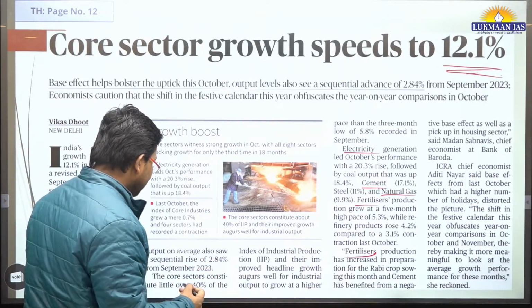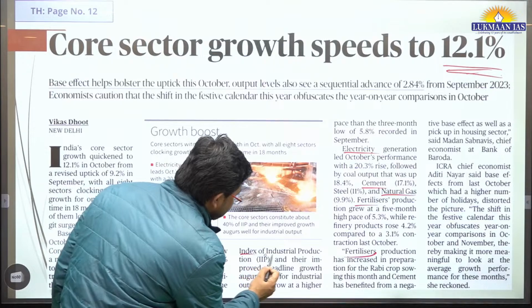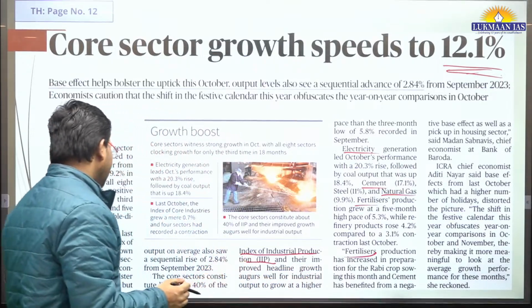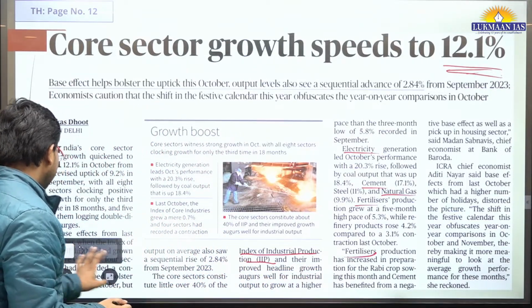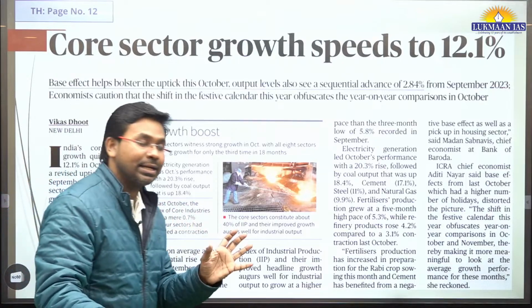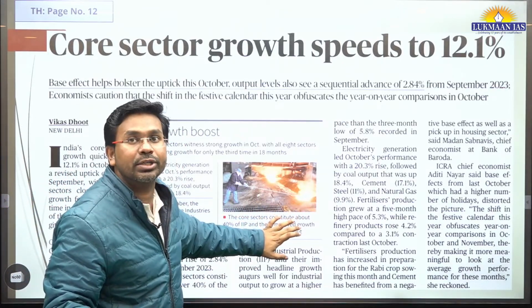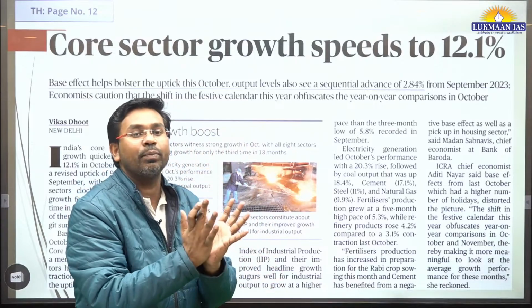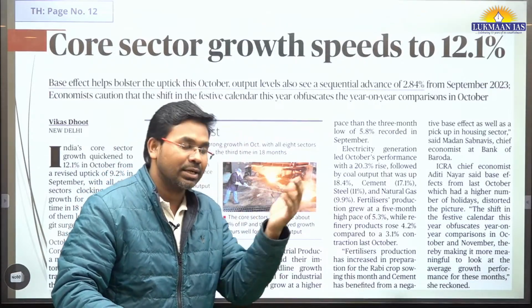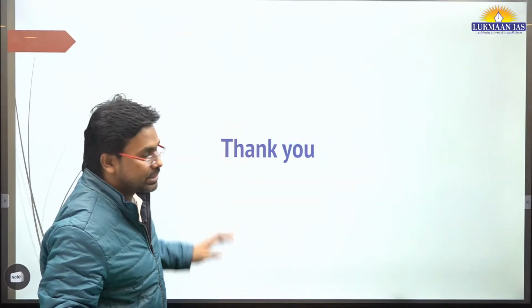But we need to understand that they have released the index of industrial production. This particular index has details of various sectors. The index of industrial production has a basket of goods that shows which sector is growing by how much. That's the thing. So this is all in today's newspaper analysis.